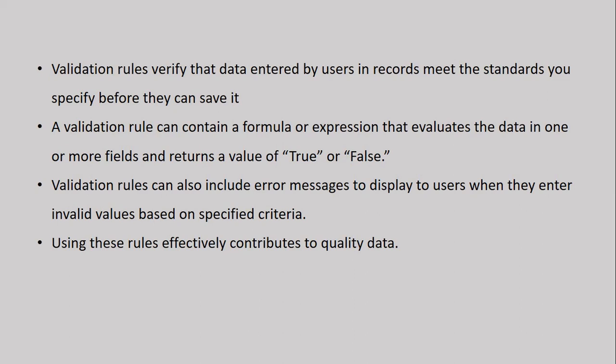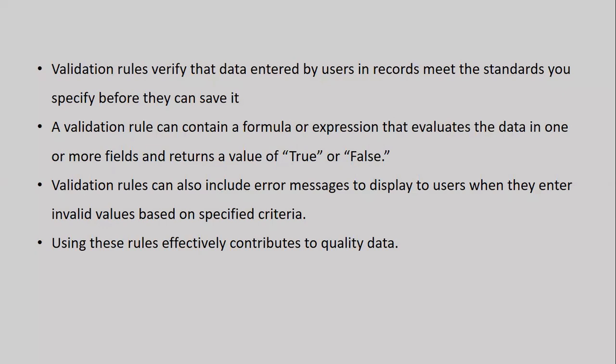A validation rule can contain a formula or expression that evaluates the data in one or more fields and returns a value of true or false. If the validation rule condition is true, then it allows you to insert or update the record. If the condition is false, it does not allow you to insert or update the record. Validation rules can also include an error message to display to users when they enter invalid values based on the specified criteria. Using these rules effectively contributes to quality data.